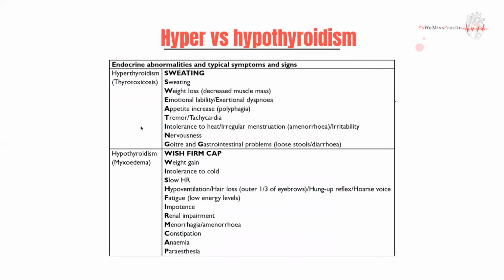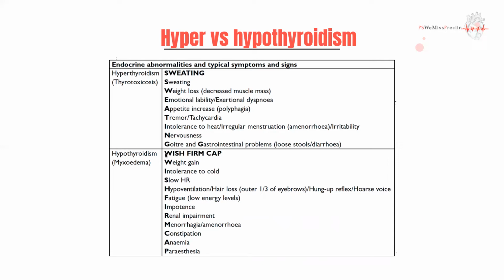Now, what are the signs and symptoms or findings of each one? So hyperthyroidism, also called thyrotoxicosis: sweating, which is a good way to remember it because the S is for sweating, weight loss, emotional lability, increased appetite despite weight loss, that's very important, having a tremor as well as tachycardia, intolerance to heat or feeling hot, nervousness, and a goiter or GI problems, mostly diarrhea.